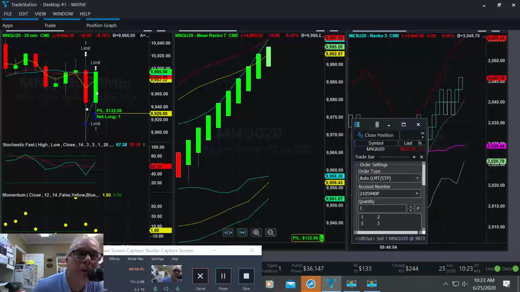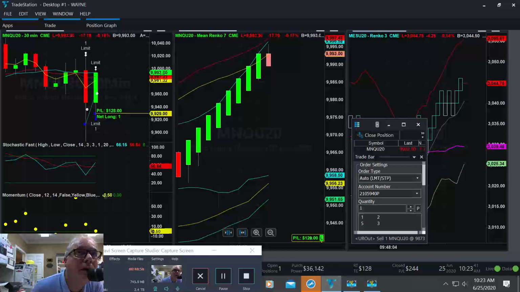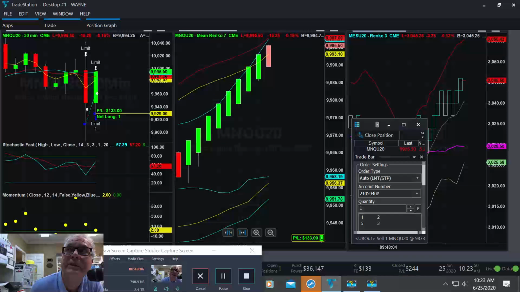Okay, it looks like we're above the 30-40 holding. Stochastic did cross up. Momentum's almost above zero. So we had a pivot at 99.93. We're testing that now.